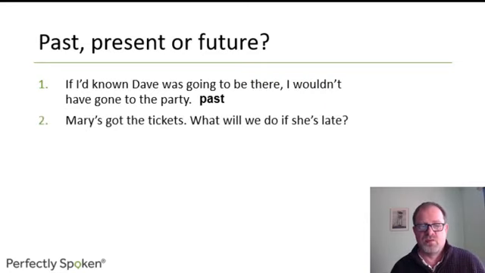Mary's got the tickets. What will we do if she's late? Of course, we're outside, I don't know, a theatre or a cinema. What will we do if she's late? We're talking about the future. This is the first conditional. So it's will plus infinitive, if plus present. Again, we'll look at this a bit later.